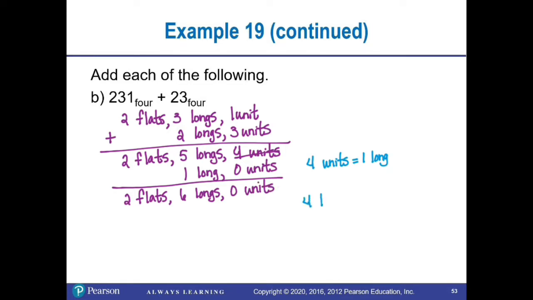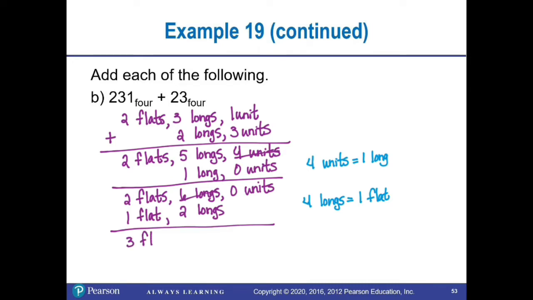In base 4, 4 longs make a flat. So I exchange 6 longs for 1 flat, and 6 minus 4 means I have 2 longs left. That gives me 3 flats, 2 longs, and no units. I write my answer as 320 base 4. Don't forget to write your subscript as 4 because we're in base 4.